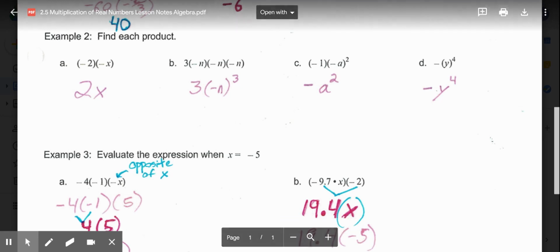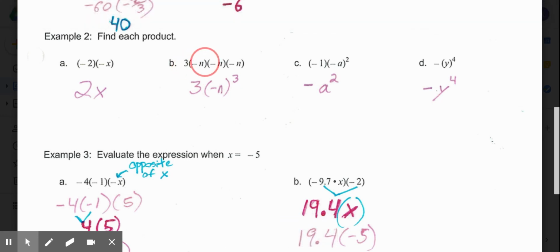In B, we have a 3 multiplied by a negative n times a negative n times a negative n. So in that case, we have a negative n to the third power, and then that's being multiplied by the 3. So 3 times a negative n to the third power.